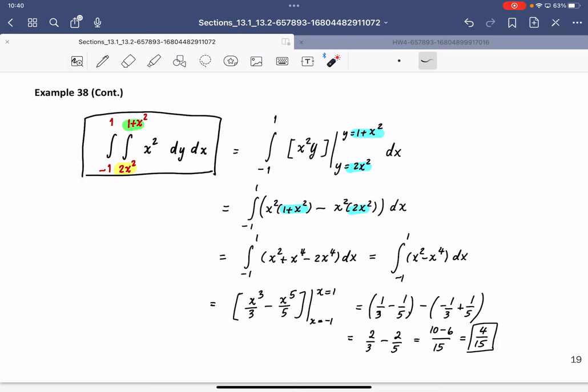All right, next one. Again, I will draw the picture here just to remind you that this is what we did. And then you just do the cut horizontally. That is why you set it up.